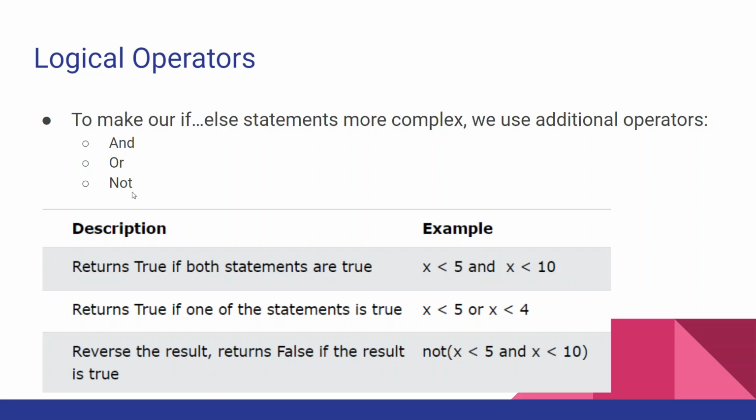So let's see what the first one does. For the and one, it has to meet both conditions. For or, it only has to meet one of the conditions. And then for the not, it can't meet either one of those conditions. So now let's do some practice with this.